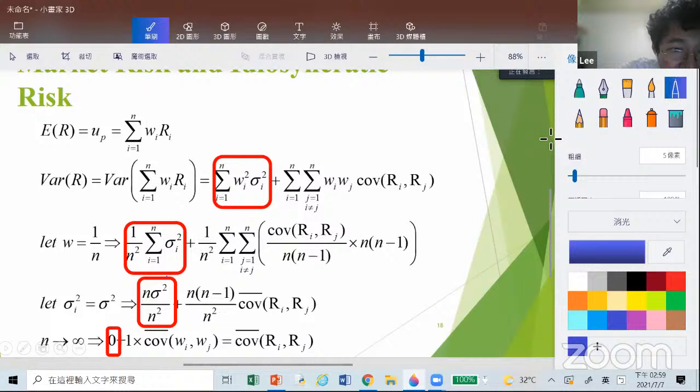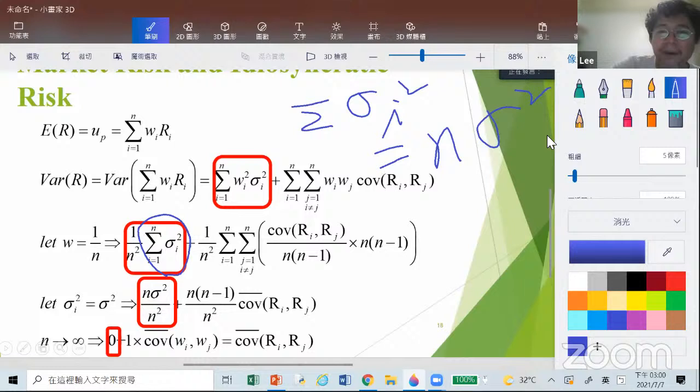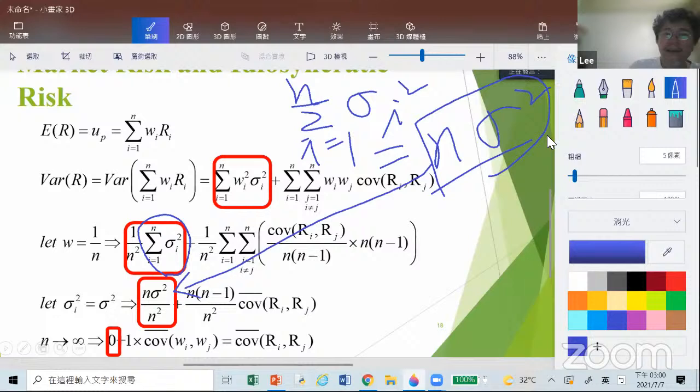And here, because now all the sigma are the same, and I add n times. So in total, this summation of sigma i squared, i equal to 1 to n, will be n times sigma squared. Based on this, I can get this. Finally, I can cross out the n, and this one I can cross out as well.